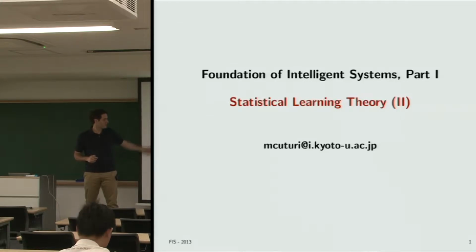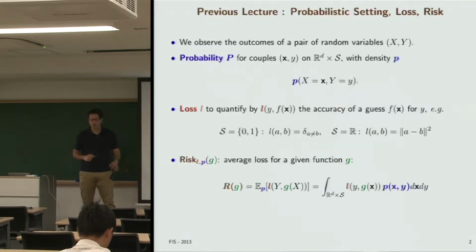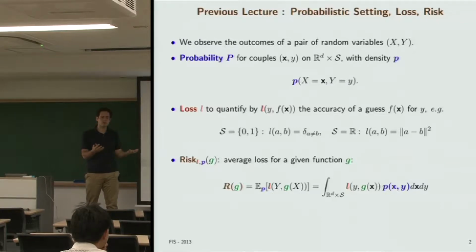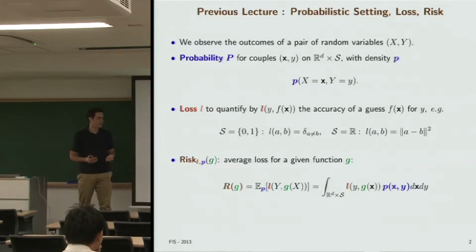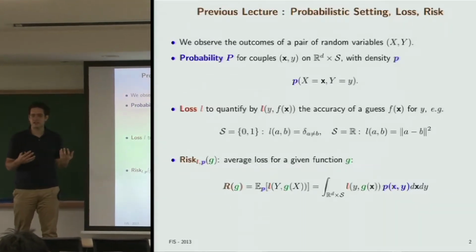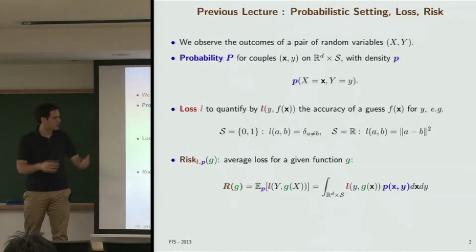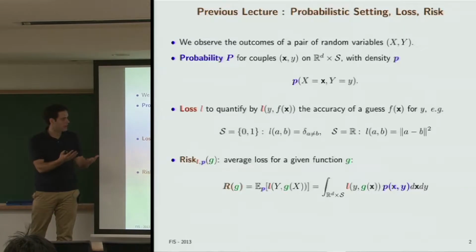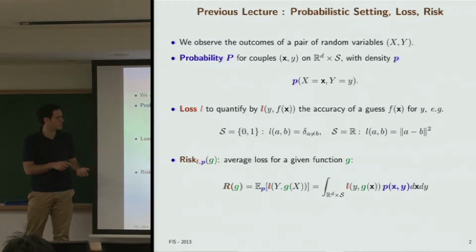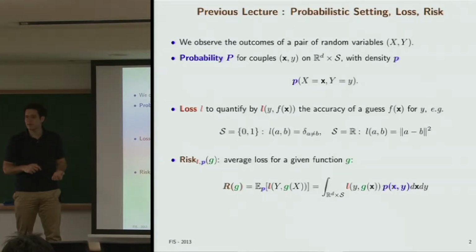So let me just follow with the second lecture on statistical learning theory with a reminder. Remember what we said last week? We said that we observe couples, x, y, in nature. As usual, we have x in most situations, and we want to predict y. But we just assume that any pair of x and y's are distributed according to some probability p for those couples.